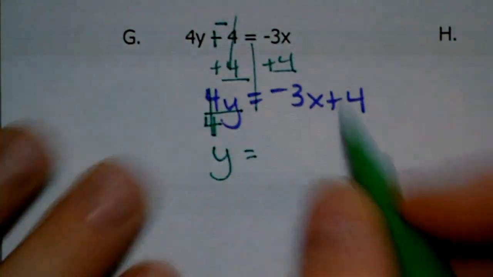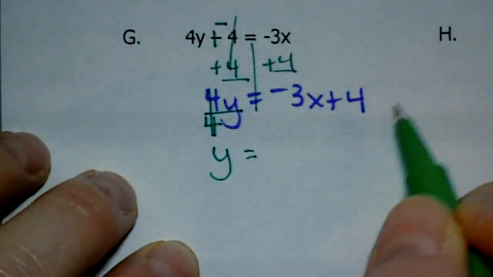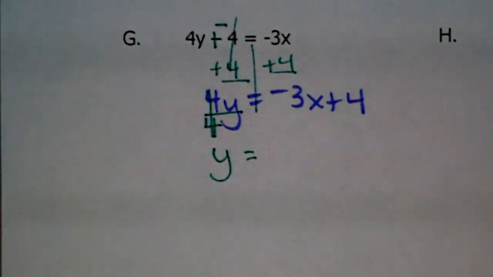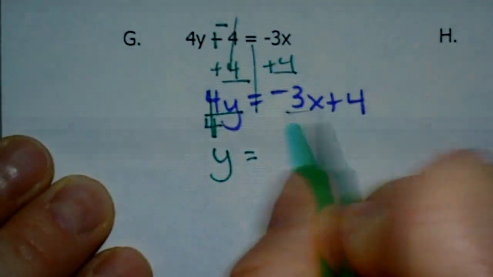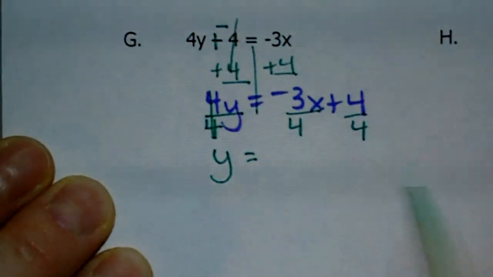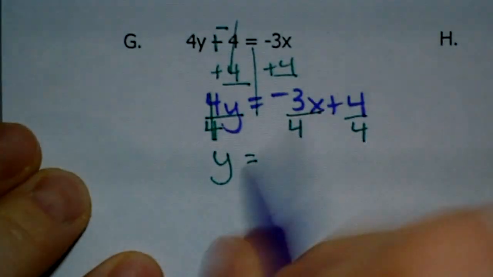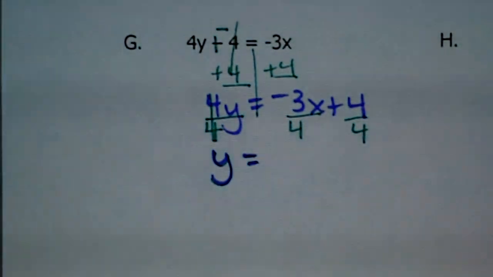What I would recommend is that you divide everything by 4, right? Because if you divide this side by 4, you need to divide every term over here by 4. So again, terms are separated by addition signs. Negative 3x is a term and 4 is a term. I'm going to divide both of those terms by 4. Okay, so we see that I have a negative 3x over 4. This really means negative 3/4 x.